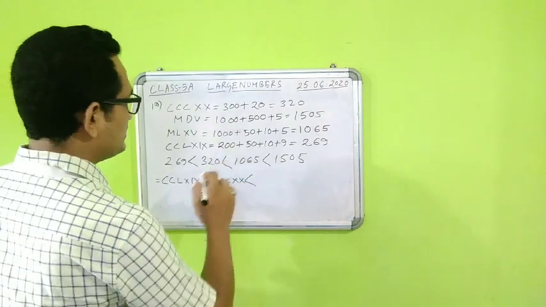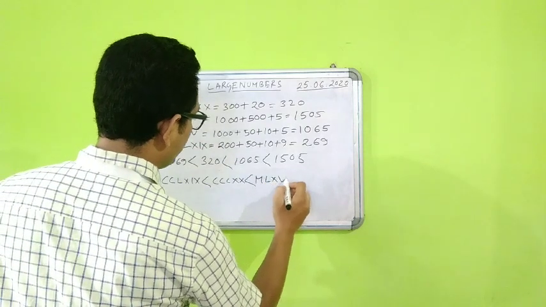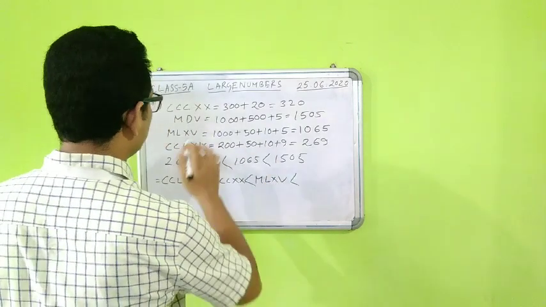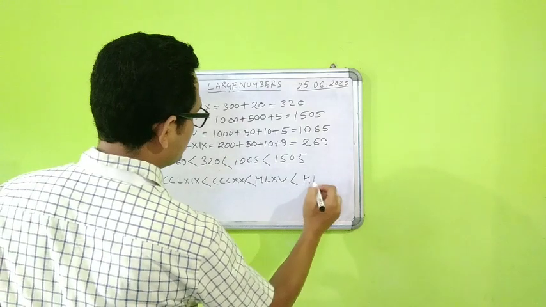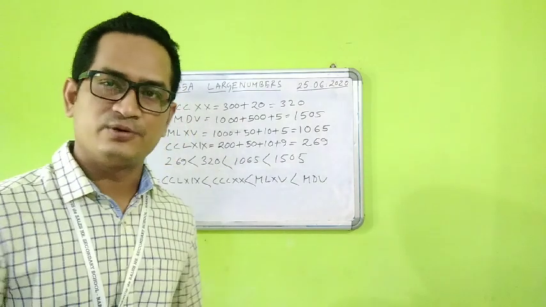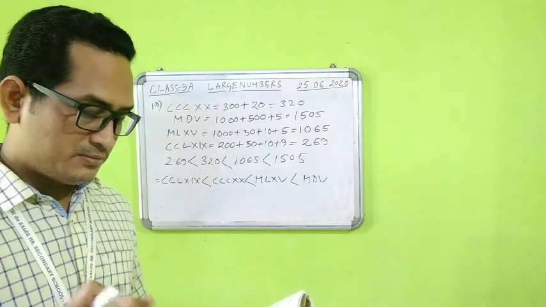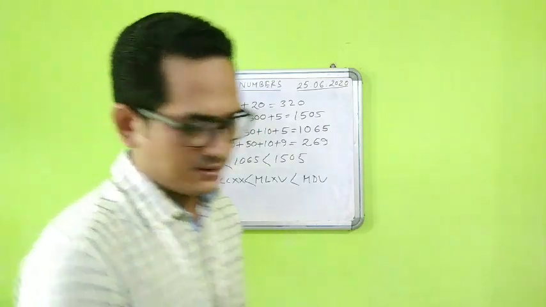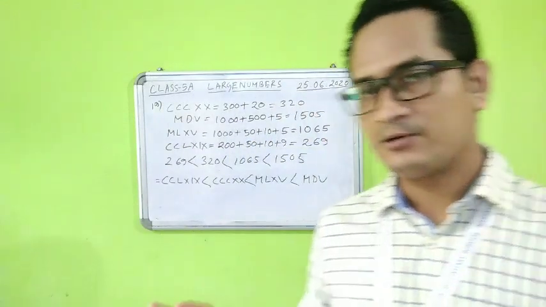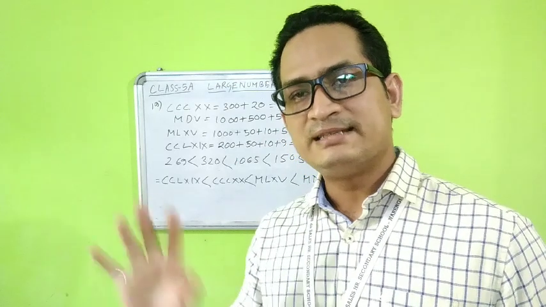Then 1065, that is MLXV. And finally 1505, that is MDV. So this is the ascending order of the numbers which has been given in the question. Students, this is the way you have to do it in an exam if it comes, because first of all you need to find out the Hindu-Arabic numeral for these Roman numerals, and then you can easily compare them.